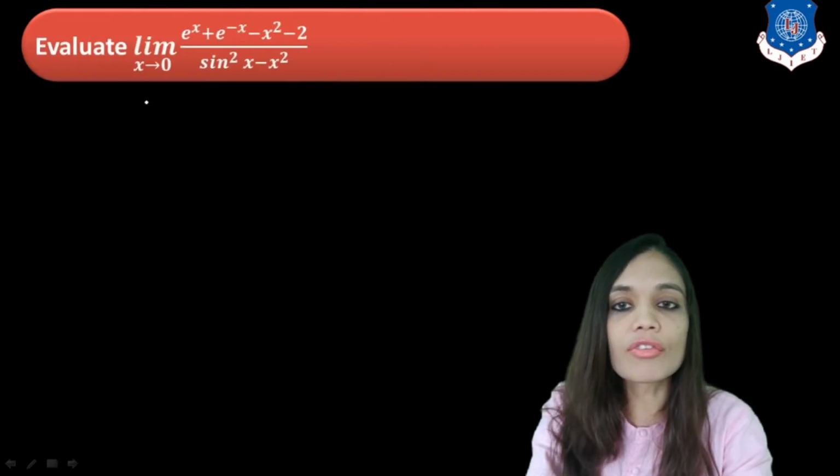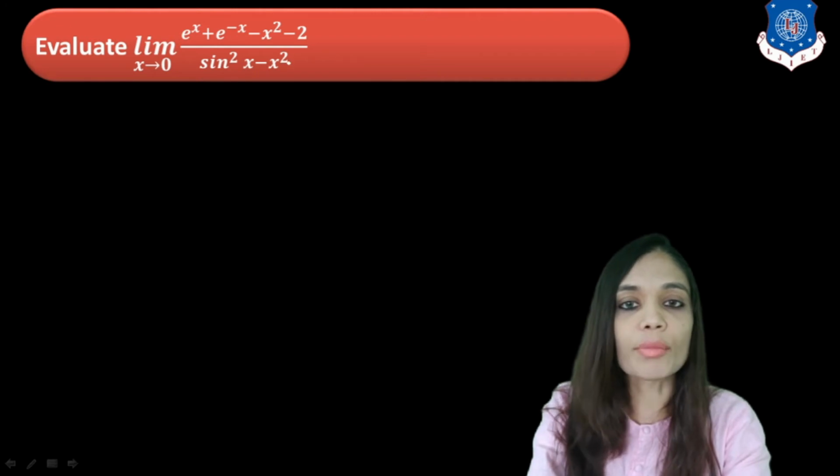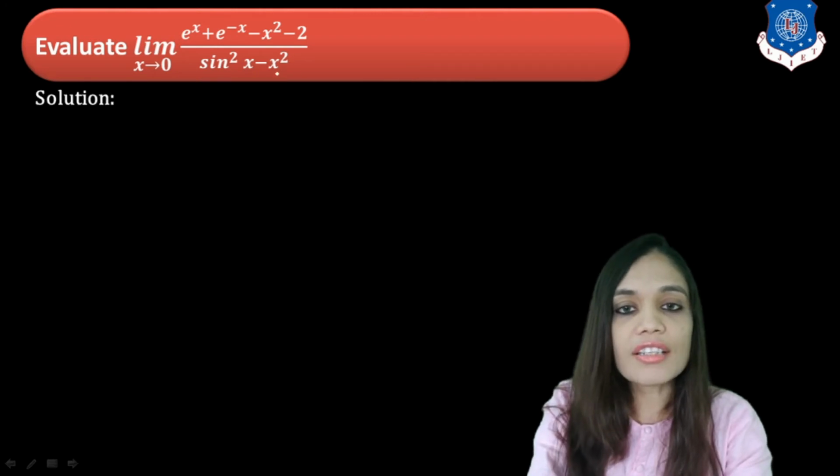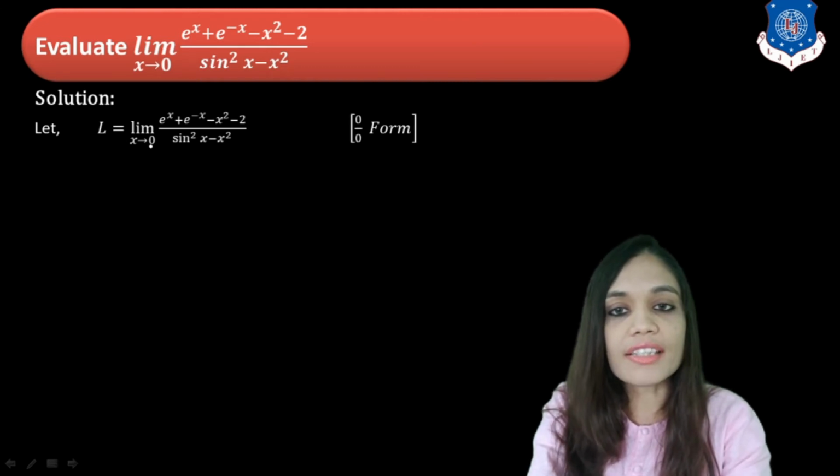Now let us begin with the first example. That is, we have to evaluate limit x tends to 0 (e raised to x plus e raised to minus x square minus 2) upon (sin square x minus x square). So let us start with the solution. Firstly, we will assume L is equal to limit x tends to 0 (e raised to x plus e raised to minus x square minus 2) upon (sin square x minus x square).